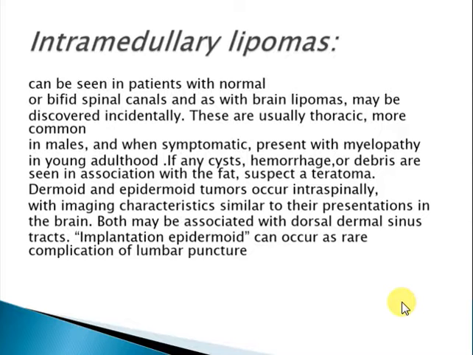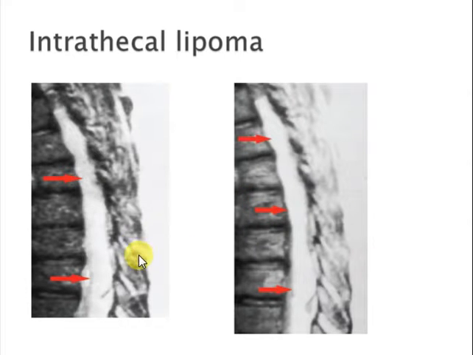For example, you can see here a case of intrathecal lipoma that's almost filling the whole spinal canal. These are T1 weighted images, and you can see it here and here filling the spinal canal, and even the cord is not very well seen in these images.